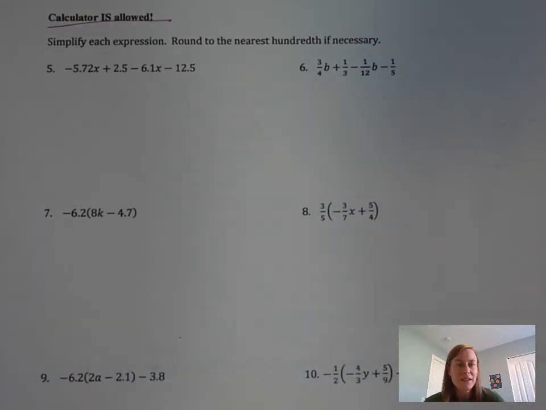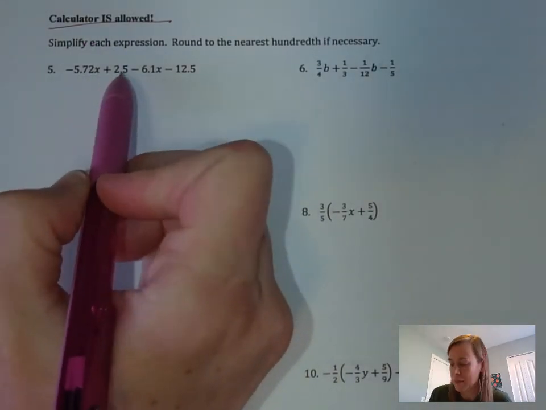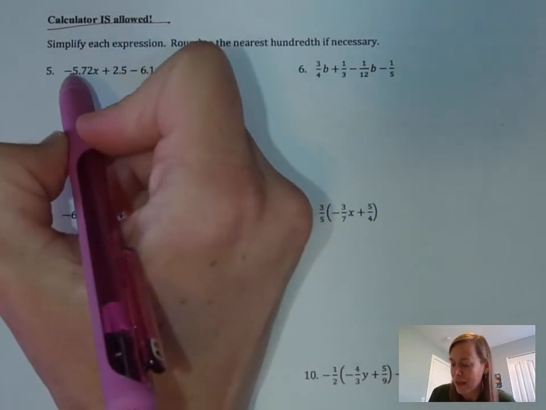It says simplify each expression. Round to the nearest hundredth if necessary. So that's something you would do if you're writing decimals, right? So the main thing you're going to be doing in these first couple problems is combining like terms. So remember, we can't combine something with a variable with something that doesn't have a variable. They just don't go together. They have to be like terms.